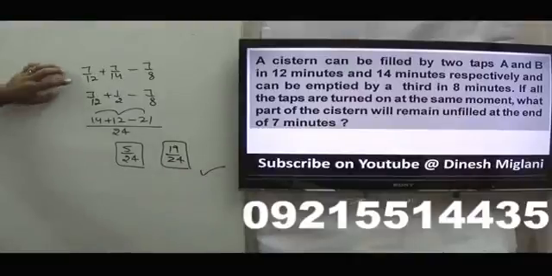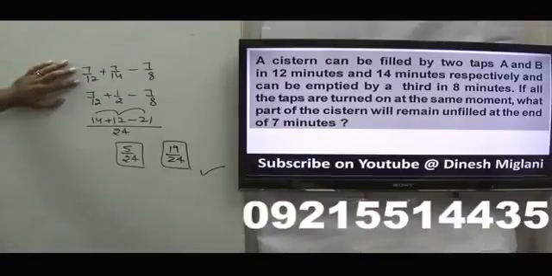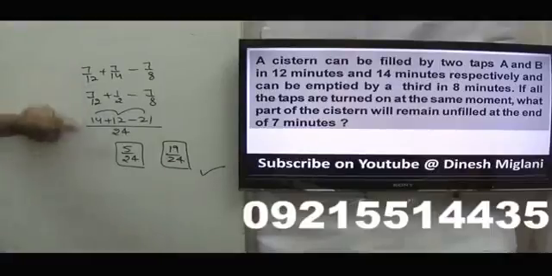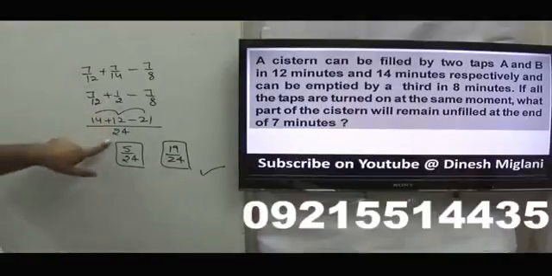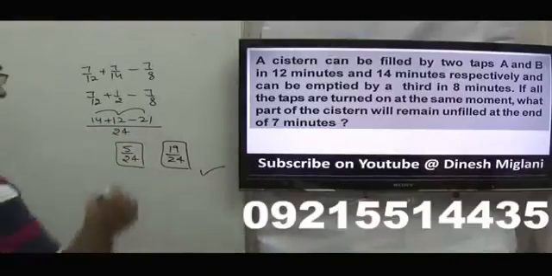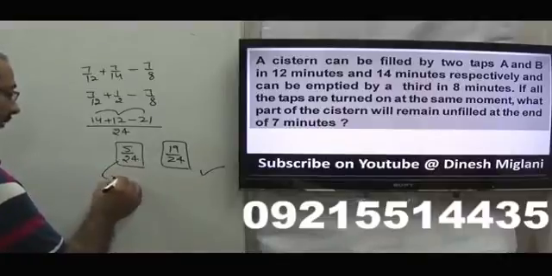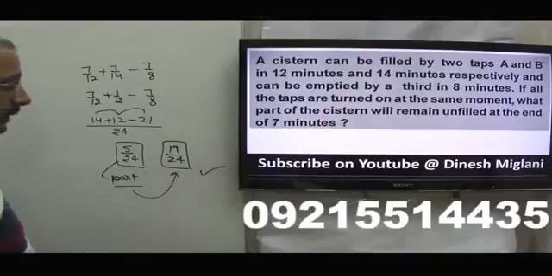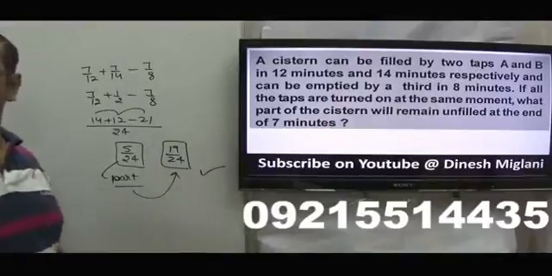Okay. Check out again what we have done. A's tap 1 minute's work is 1 by 12, B's 1 by 14, the emptying tap 1 by 8. All have worked for 7 minutes: 7 by 12, 7 by 14 minus 7 by 8. LCM is 24. I can say 12 goes 2 times, 14. 2 goes 12, 12. 8 goes 3 times, 21. 26 minus 21, 5. So we can say that after 7 minutes they have filled 5 by 24th part of it, right? Now the question is how much is left? That is 19 upon 24. That becomes your answer.